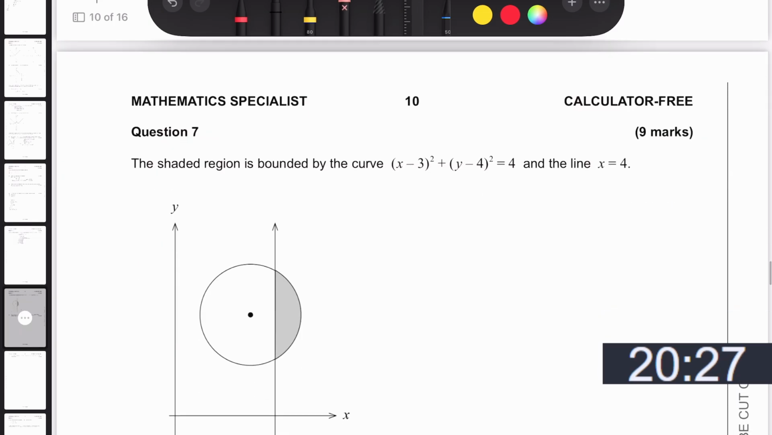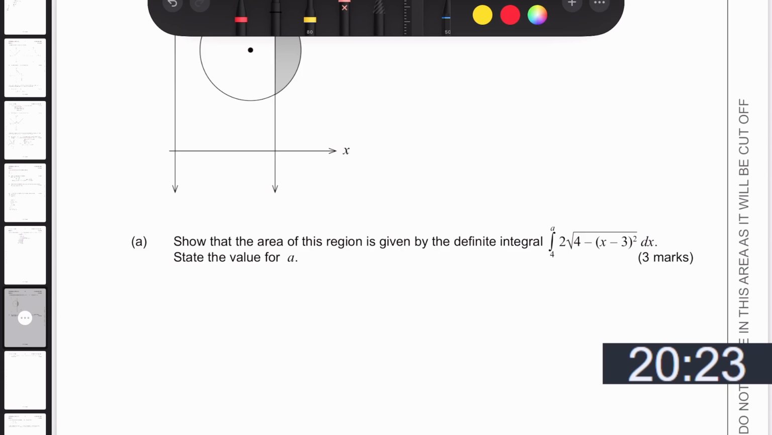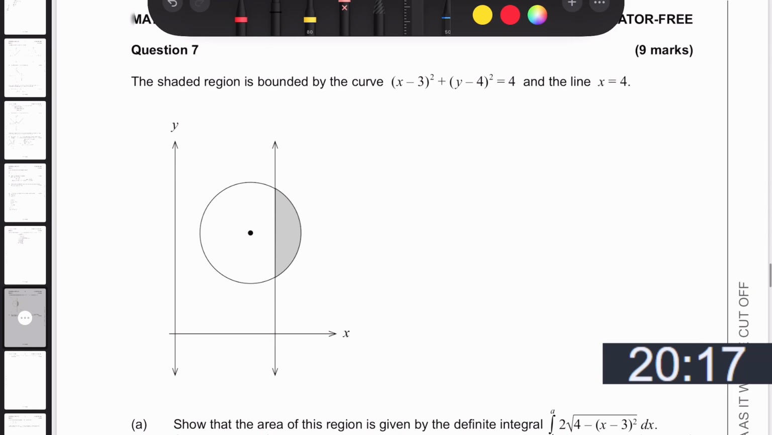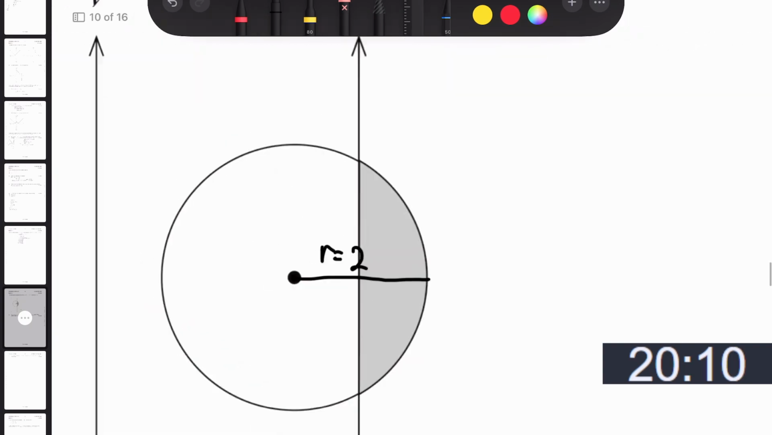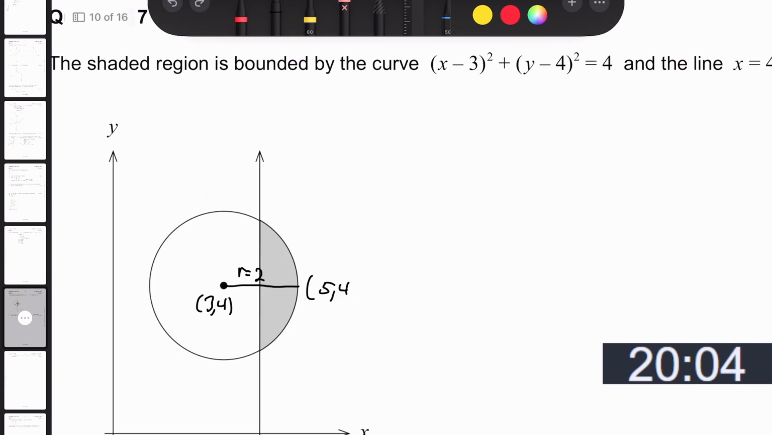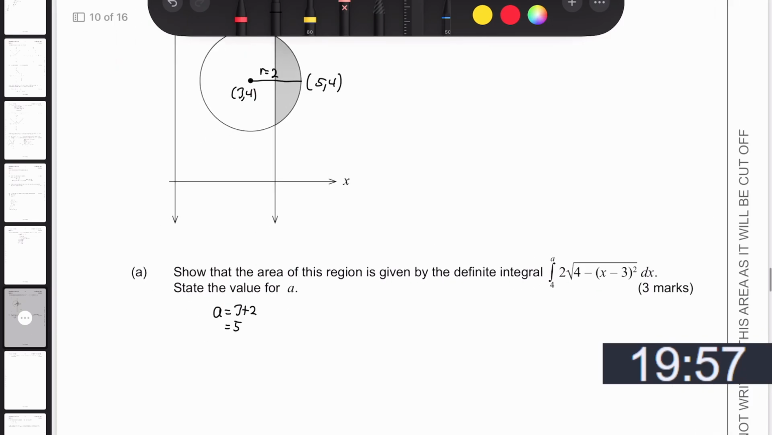The shaded region is bound by the curve and the line x equals 4. Show that the area of this region is given by the definite integral of that. State the value of A. Okay, so the radius is 2. And this is here 3, 4. So then this part will be 5, 4. So A is going to equal... So we'll say A equals 3 plus 2, which is going to equal 5.